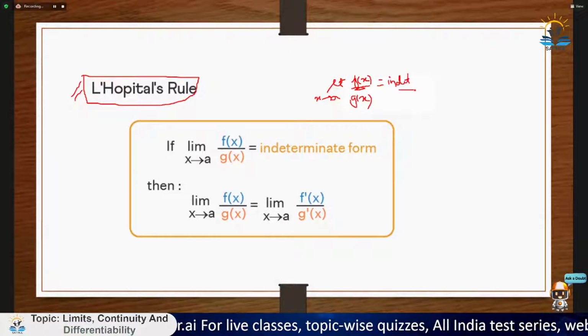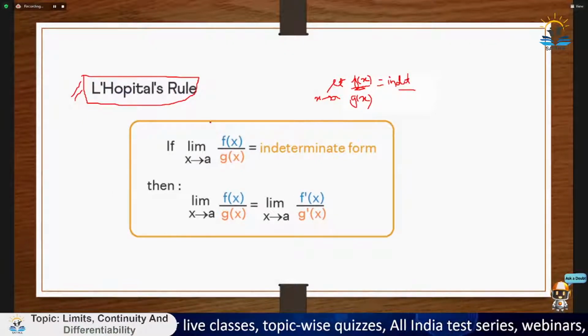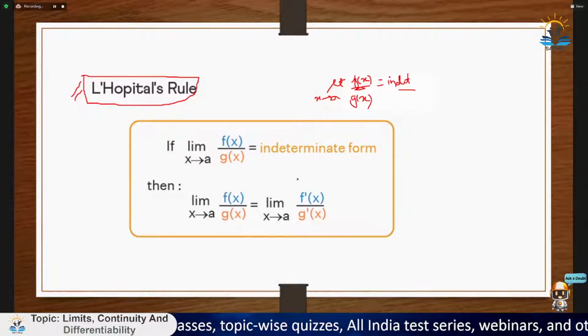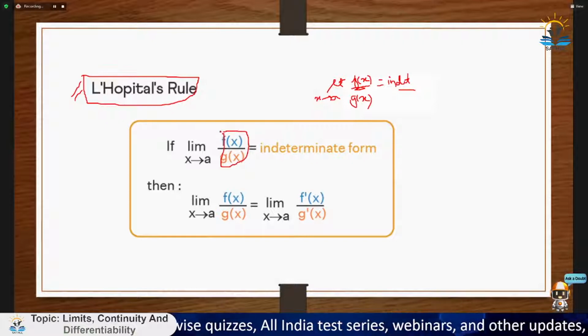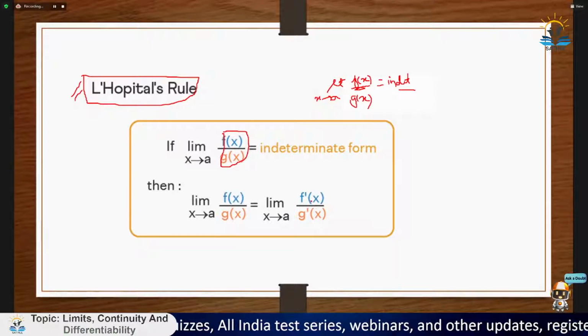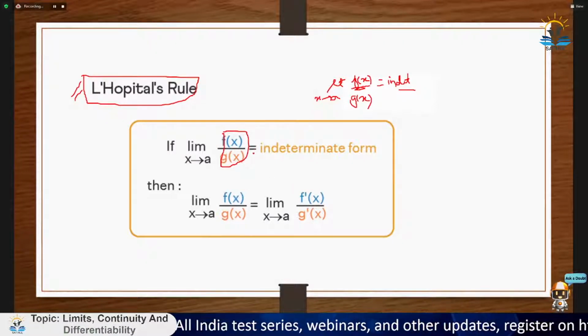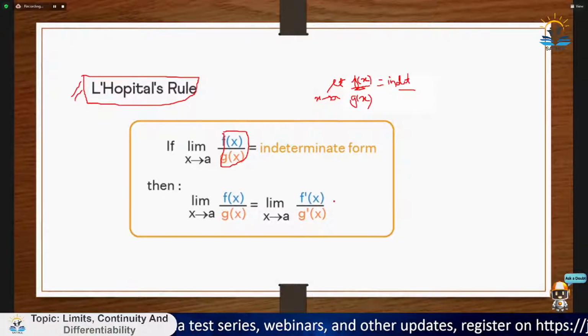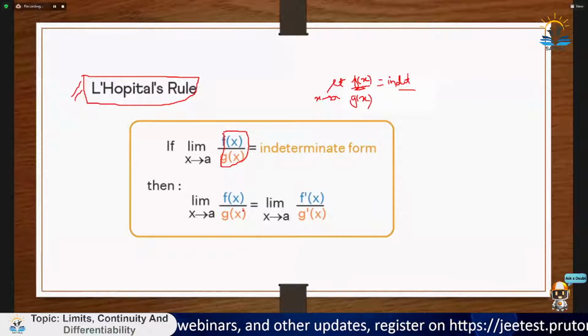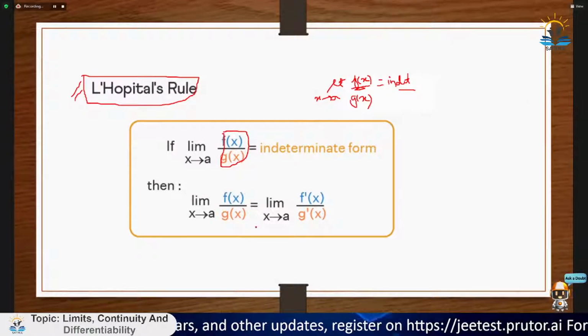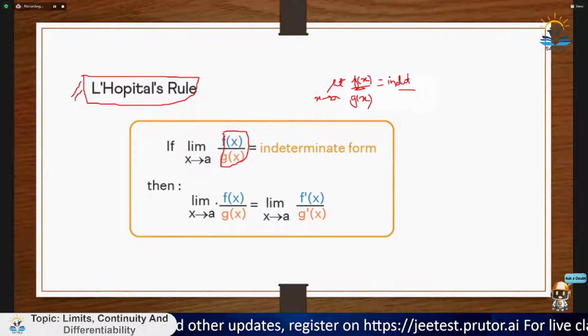So if this is indeterminate, then the limit value is nothing but you just do differentiation of both. But remember, you are not doing the differentiation of something divided by something. You are differentiating the numerator and denominator separately. So basically, you are doing f dash x upon g dash x. You are not doing the differentiation of f(x) upon g(x), but you are differentiating each alone.